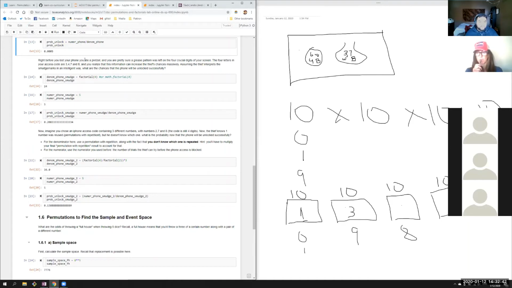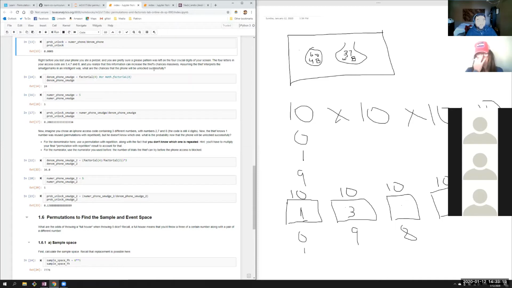So it says, right before you lost your phone, you ate a pretzel and you are pretty sure a grease pattern was left on the 4 crucial digits. The 4 digits in your access code are 3, 4, 7, and 8. And you realize that this information can increase the thief's chance massively. Assuming the thief interprets the smudge marks in an intelligent way, what are the chances that the phone will unlock successfully? So now what's happening here is that your sample space has shrunk. Before, there were 10 digits and he had to pick all possible permutations of 10 digits. Now it's shrunk down, where he knows which 4 digits they are.